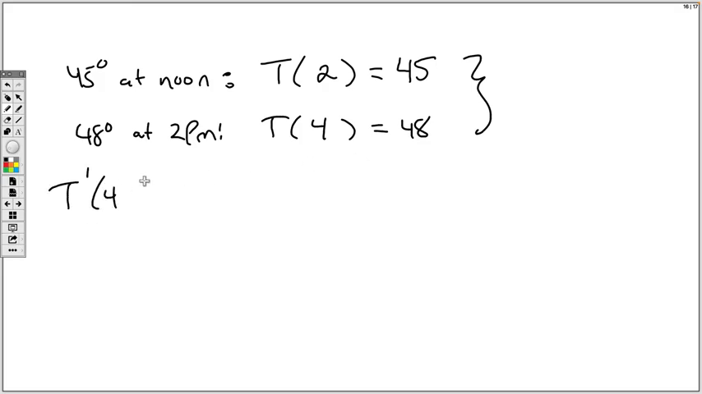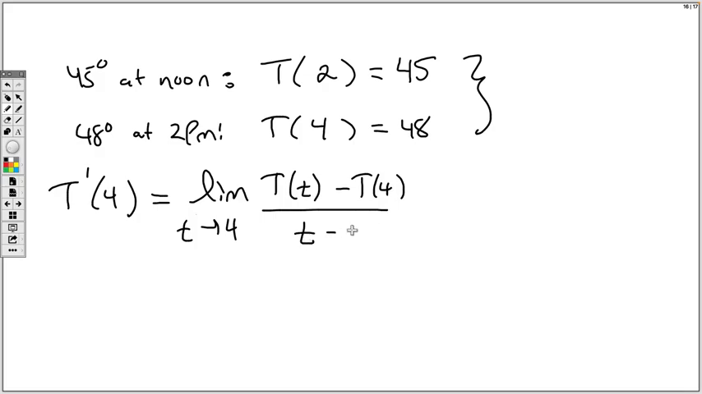Now, T prime at 4, we can think of that as the slope at 4, the rate of change of temperature at 4. This would be equal to the limit as t approaches 4 of T of t minus T of 4 over t minus 4. So that's the limit definition of derivative that we had last week. But once again, we're not given a formula for the temperature. We're just given this other point.